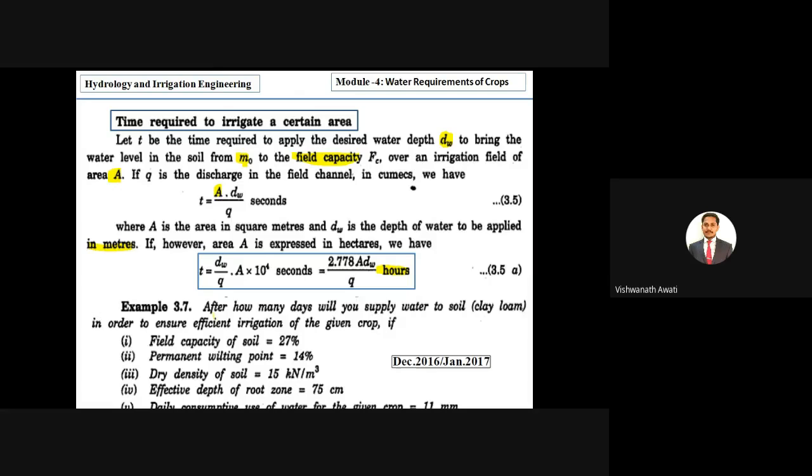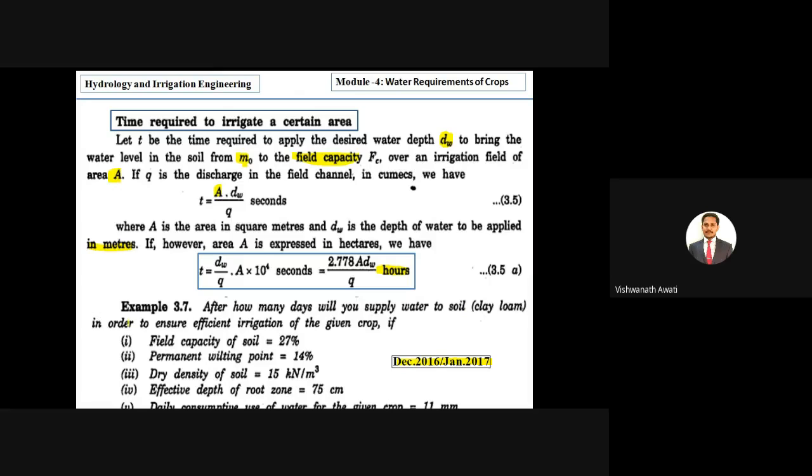Okay. So we'll see some important problems. The same problem was asked in December 2016 and January 2017. We'll see after how many days you will supply water to the soil. It is the frequency of irrigation. Indirectly they are asking what is the frequency or interval of irrigation in order to ensure efficient irrigation of the given crop.